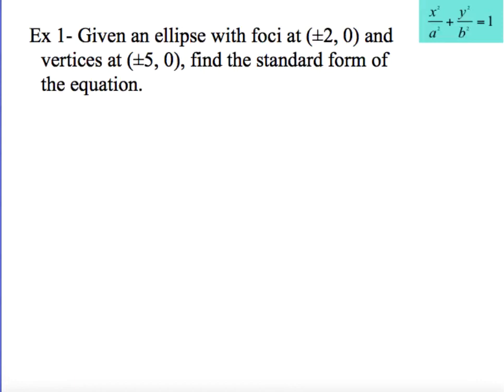Continuing 8.2 with ellipses, looking at some examples for this section. Example number 1, given an ellipse with foci at plus or minus 2, 0 and vertices at plus or minus 5, 0, find the standard form of the equation.